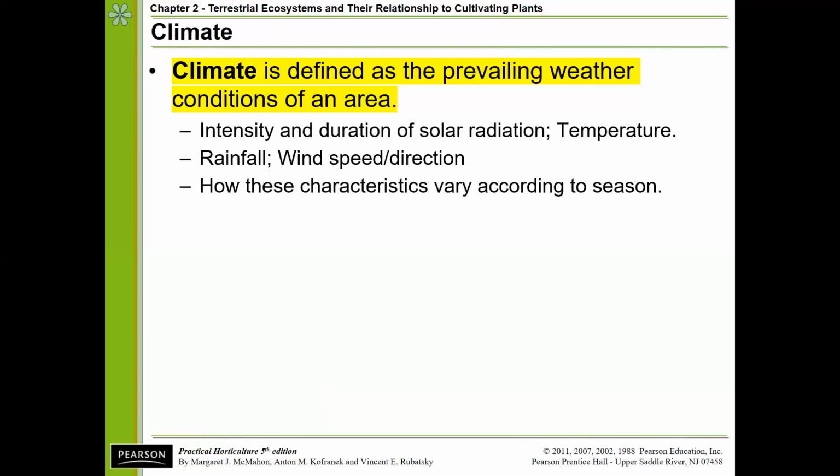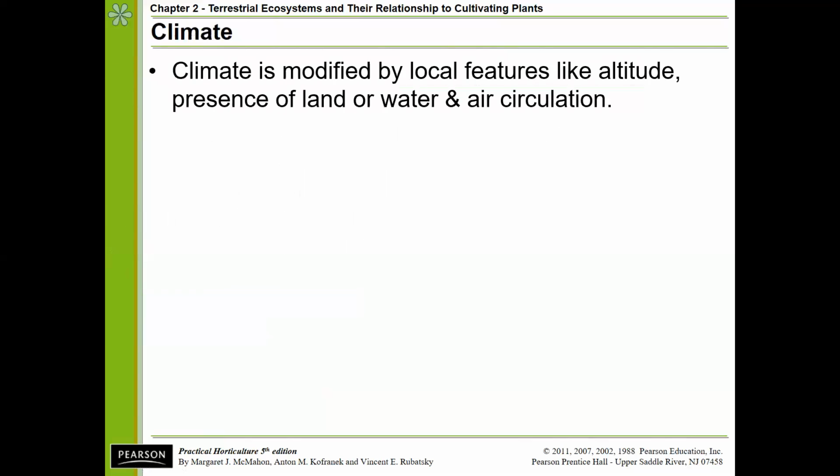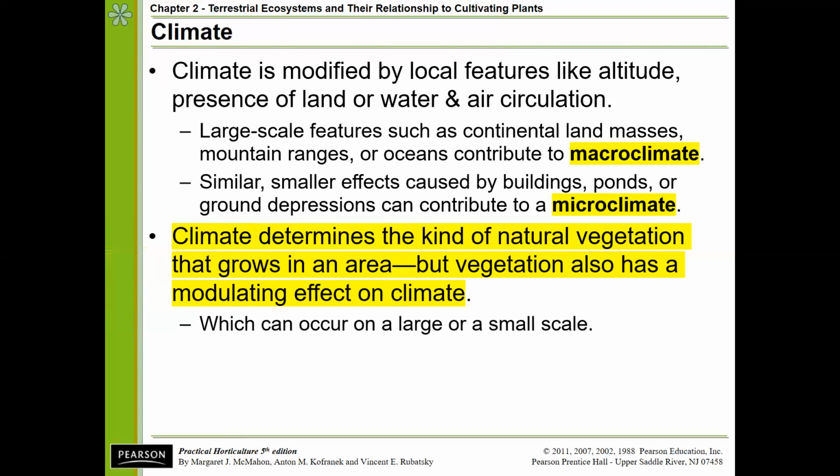All right, moving on to the next chapter, talking about climate, the prevailing weather conditions of an area, and I think of it more compared to weather. Weather is actually the actual values of climatic variables, but really we're looking at weather in a smaller amount of time and a smaller area than climate. Know the difference between macroclimate and microclimate, and that climate determines the kind of natural vegetation that grows, but vegetation can also affect climate, especially in terms of microclimate.